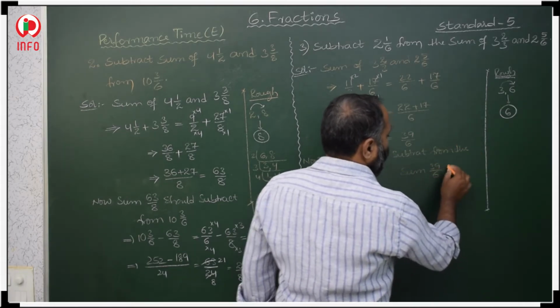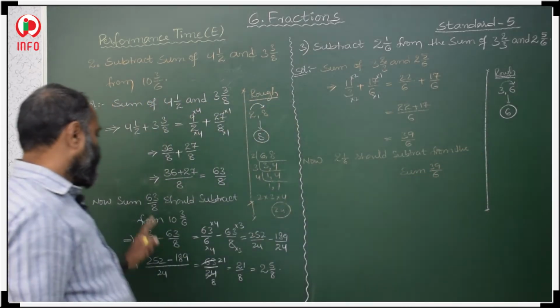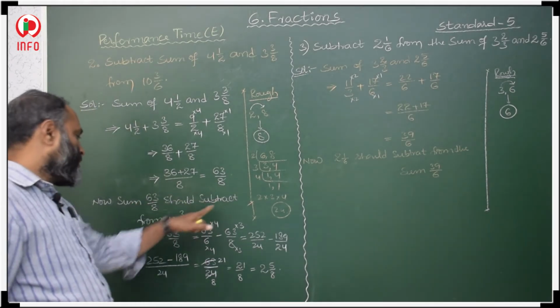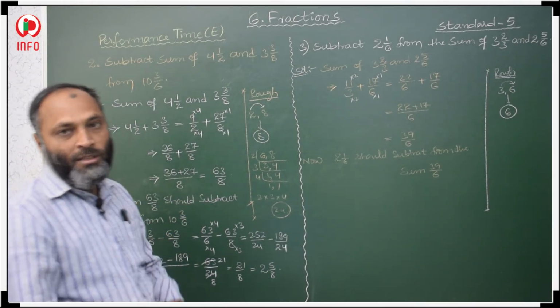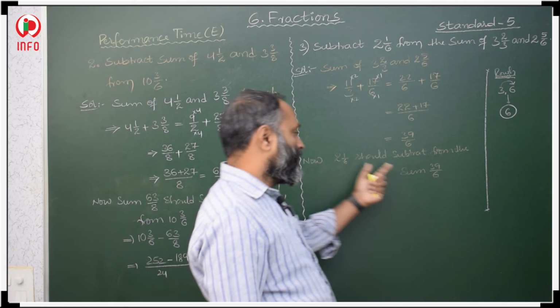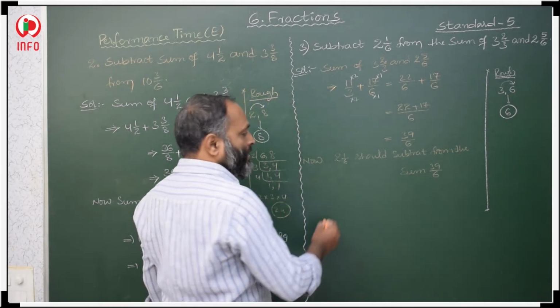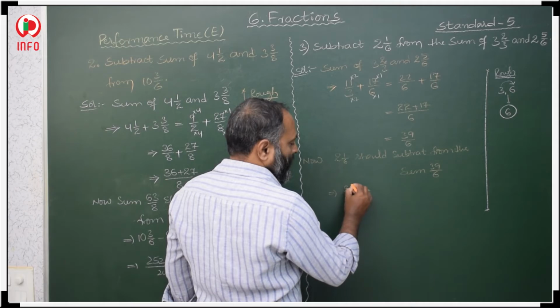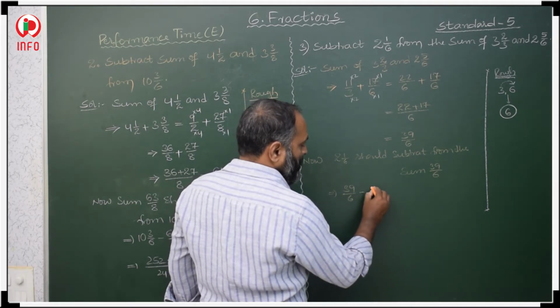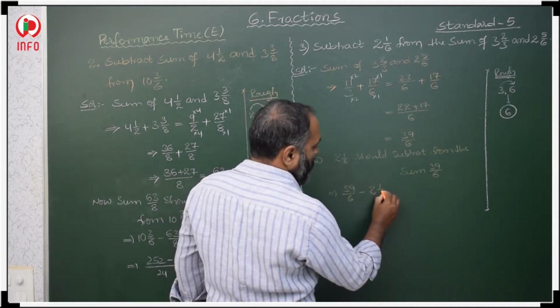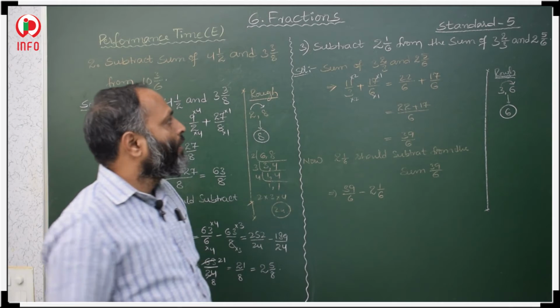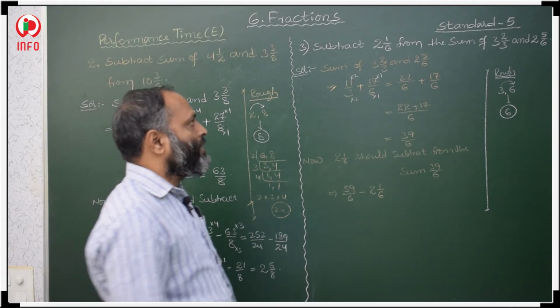(39 by 6). From this sum we have to subtract this one. Means what is the sum? 39 by 6 minus 2 1 by 6, we have to subtract 2 1 by 6.